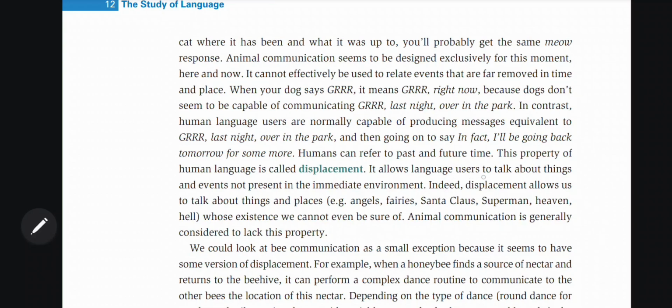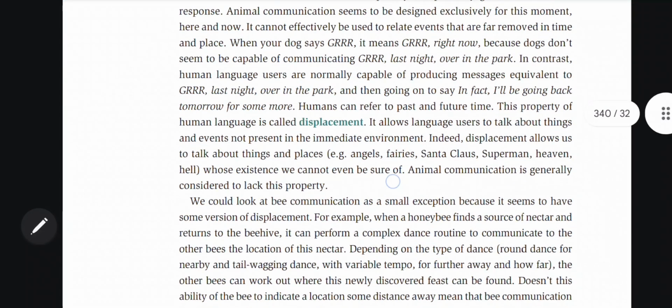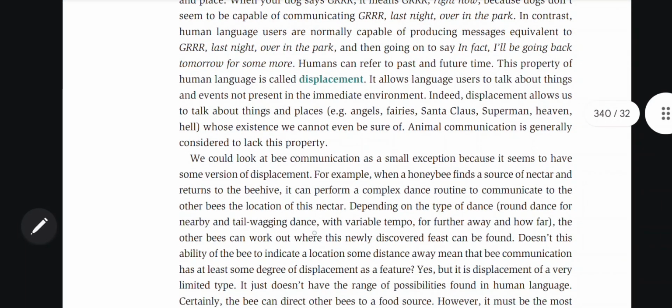It allows language users to talk about things and events not present in the immediate environment. Indeed, displacement allows us to talk about things and places that we are not certain of their existence, such as Santa Claus, Superman, and so on and so forth. But we have a small exception.